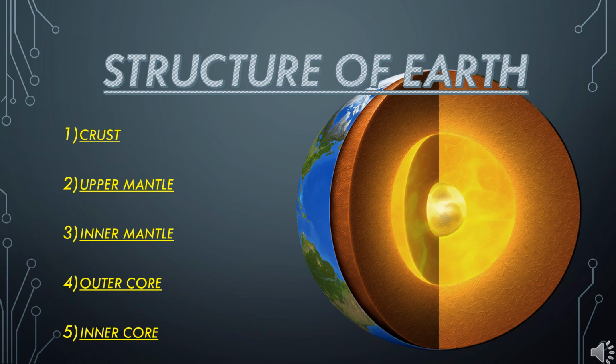In this video we are going to learn about the structure of Earth. The structure of Earth consists of: 1. Crust. 2. Upper mantle. Both crust and upper mantle combine to be called lithosphere. 3. Inner mantle. 4. Outer core. 5. Inner core.